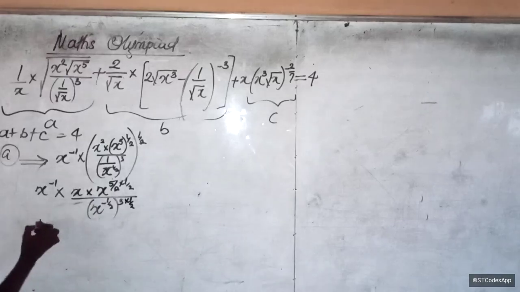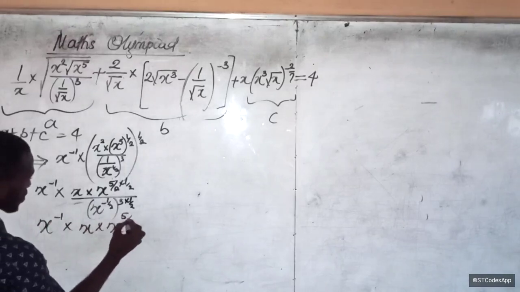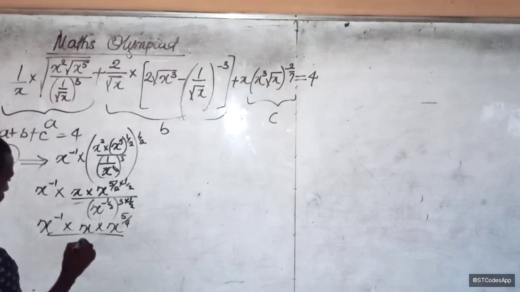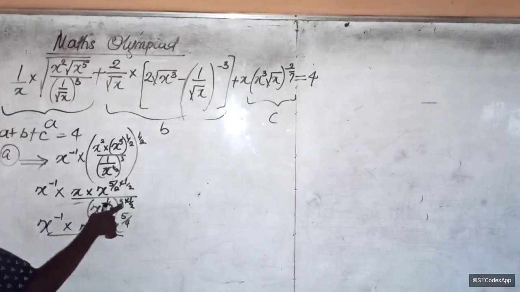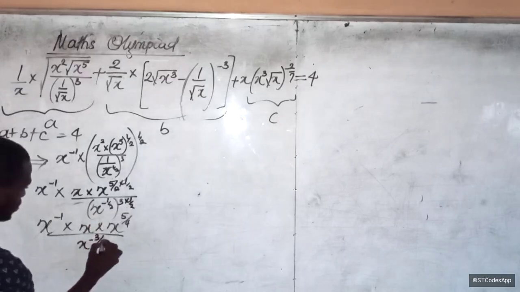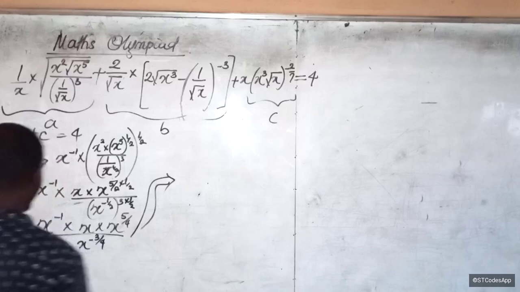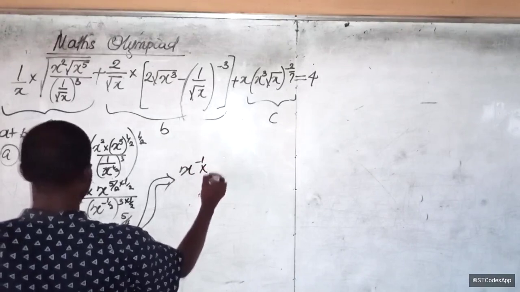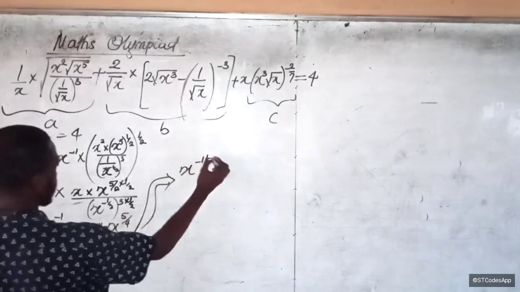Is that okay? So this becomes x raised to the power minus 1 times x raised to the power 5 over 4, all over x raised to the power minus half times this gives us 3 over 2. 3 over 2 times half, 3 over 4. Is that okay? So this becomes x raised to the power minus 1 times, okay, so we can already solve this one by indices, plus 1.